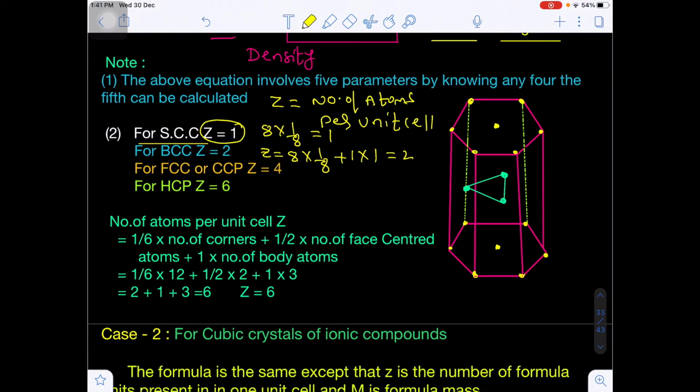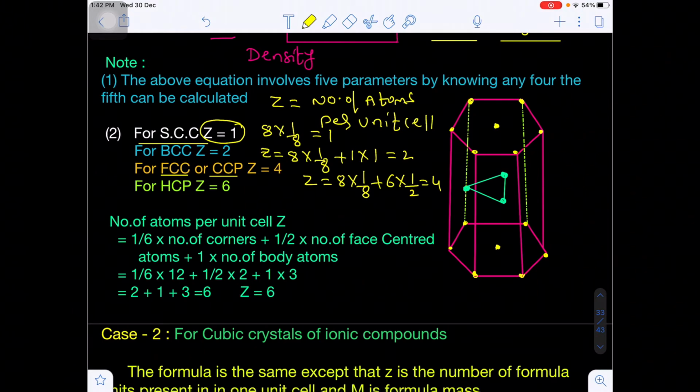And coming to the FCC, face centered cubic system, otherwise it is also known as cubic close packing. What is the CCP? Cubic close packing. So there are 8 corners, so 8 into contribution 1 by 8. Apart from that, there is 1 face center particle at each face. So there are 6 faces, into contribution 1 by 2. So there will be a total of 4 particles per unit cell of FCC.